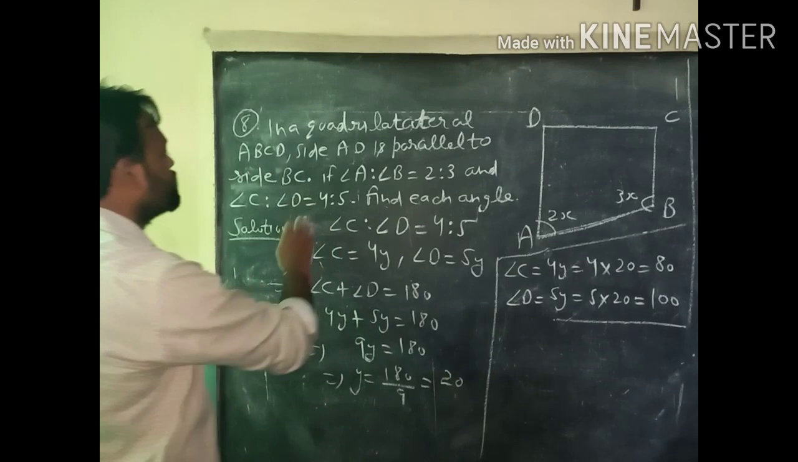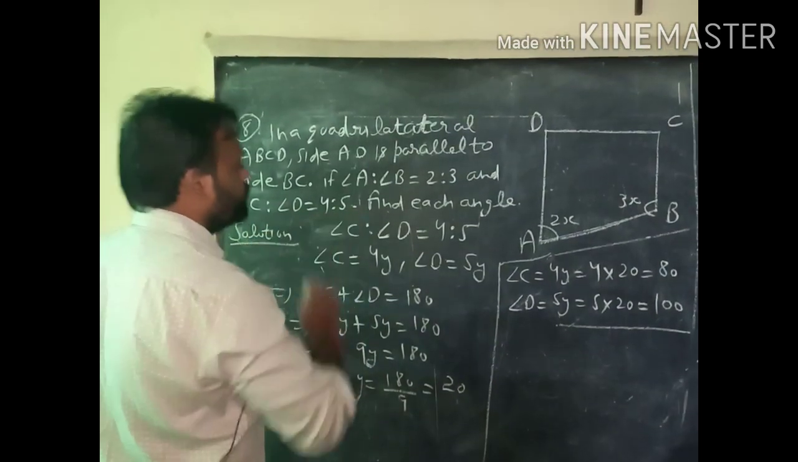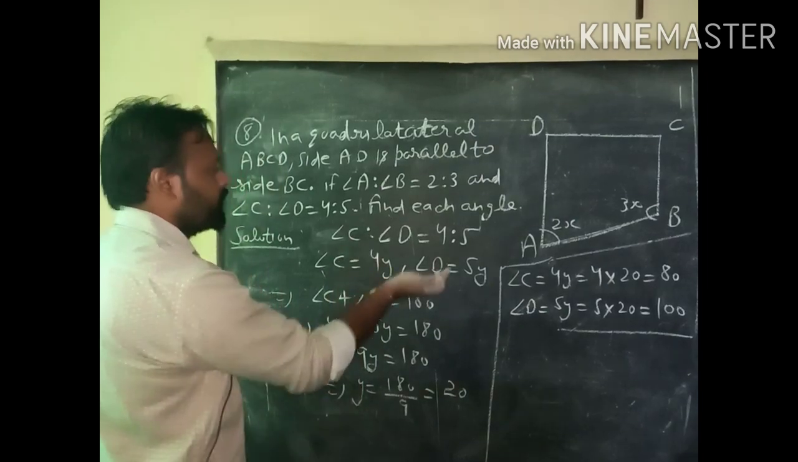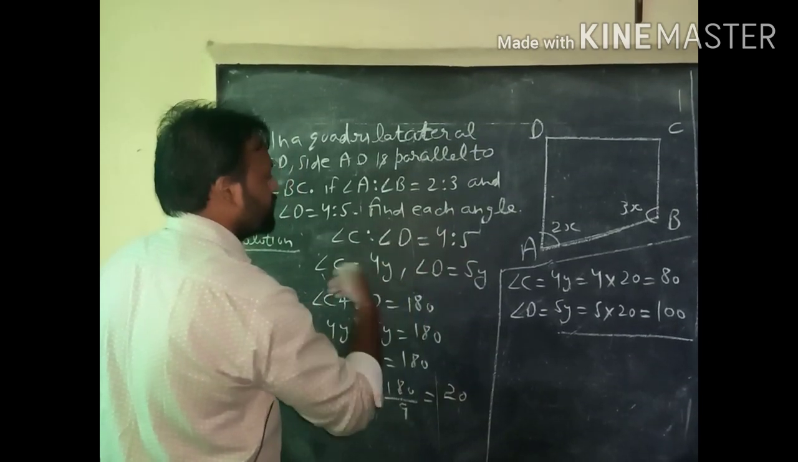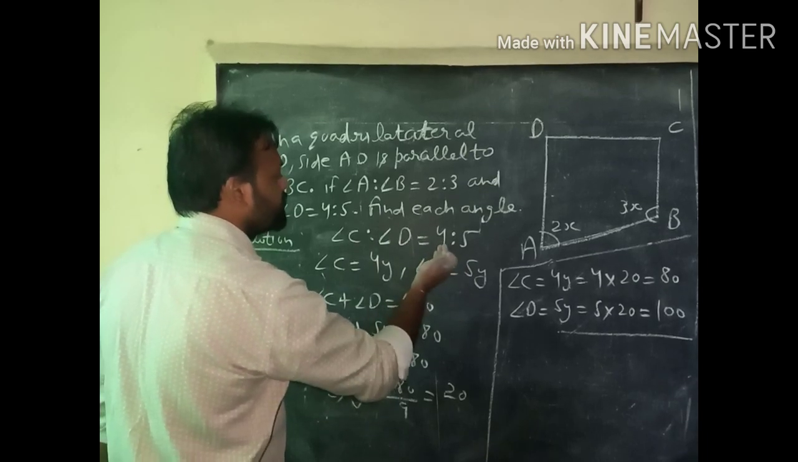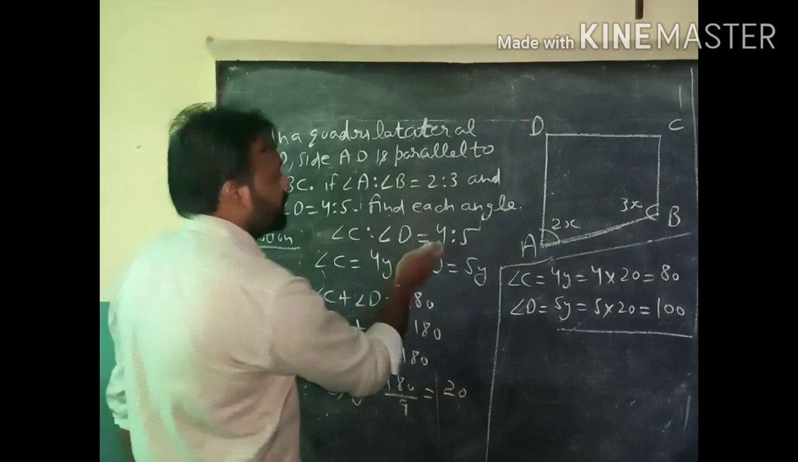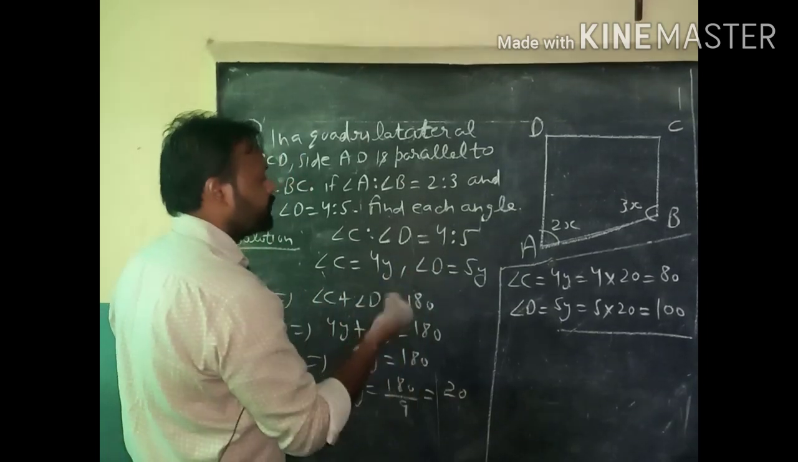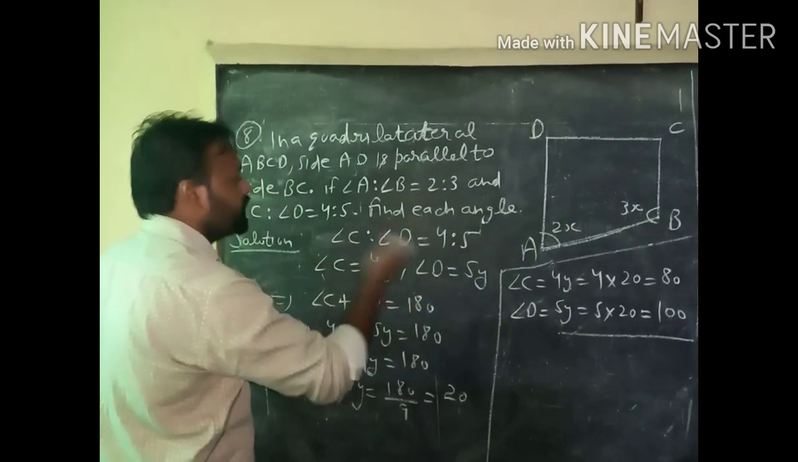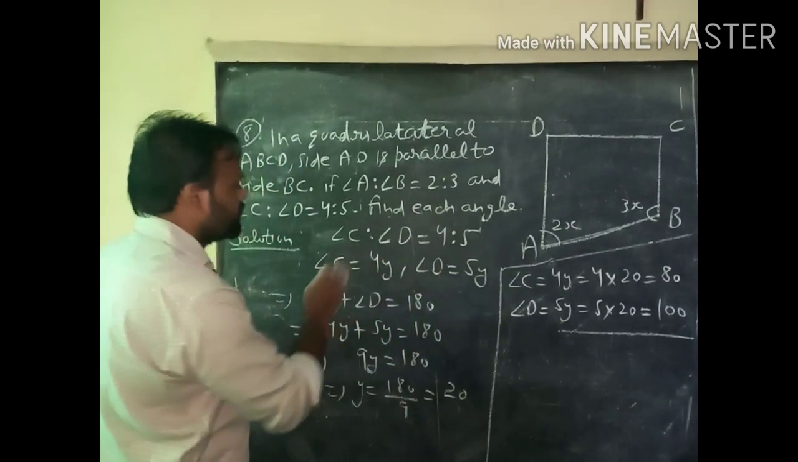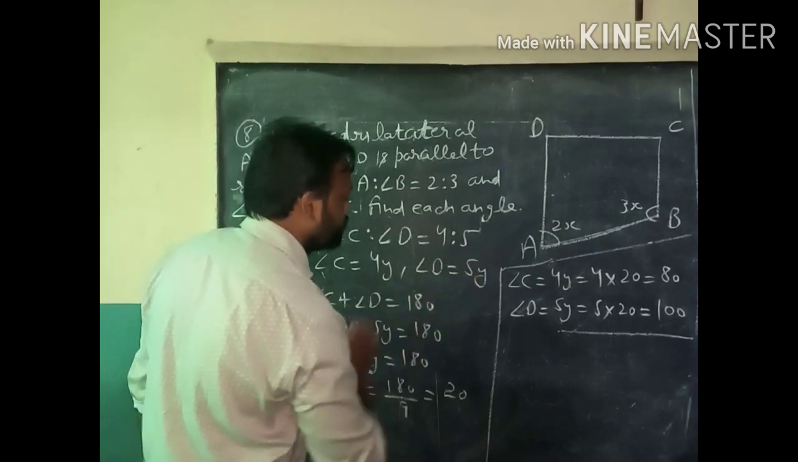Now you can see the ratio of angle C and angle D is given to us as 4:5. Again, first of all we have to find the starting values of angle C and D. This time we have to multiply 4 and 5 with the variable y. Why? Because in the same sum we had already used the variable x for A and B. So for C and D we can use y. So angle C is equal to 4y and angle D is equal to 5y.